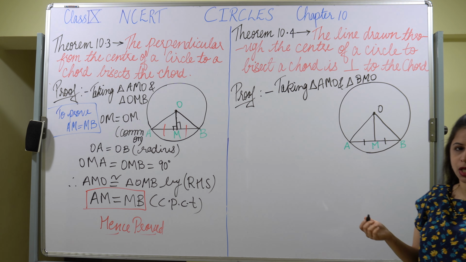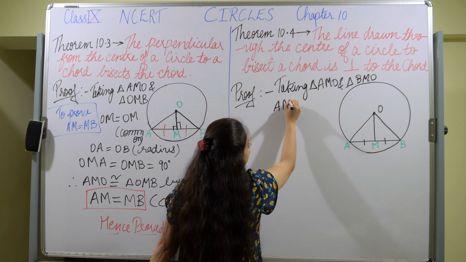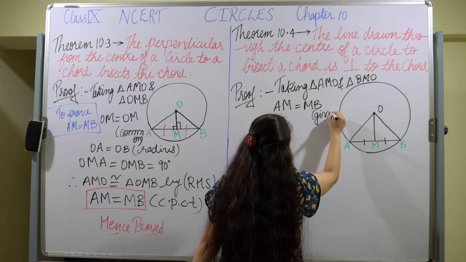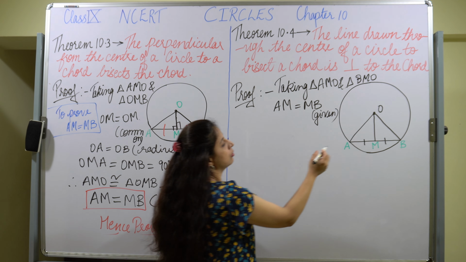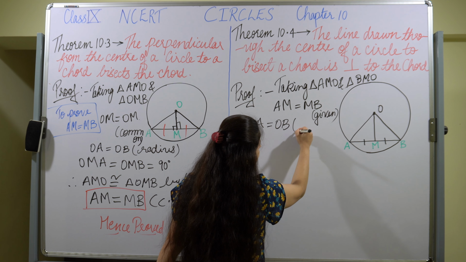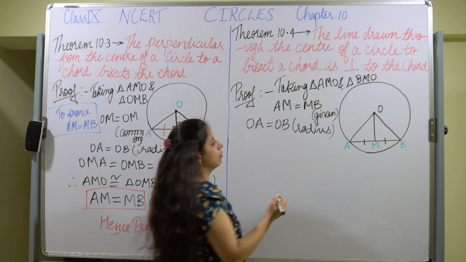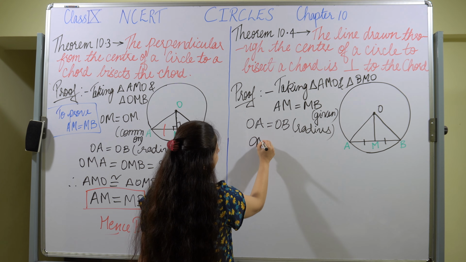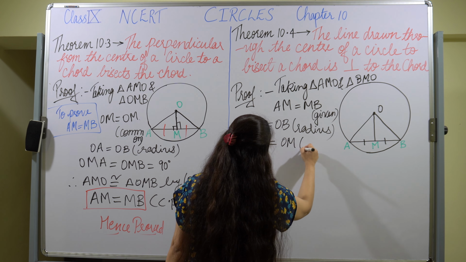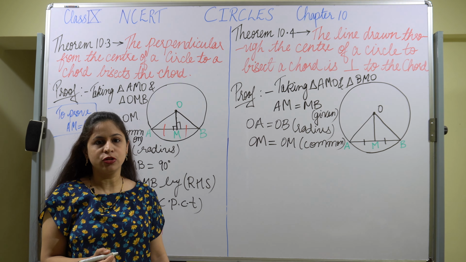Okay, we have been taking the triangles. It has been given to us that AM is equal to MB. Okay, and OA is equal to OB because it is the radius of the circle. Radius is always equal. Also, OM is equal to OM because it is common for both the triangles.